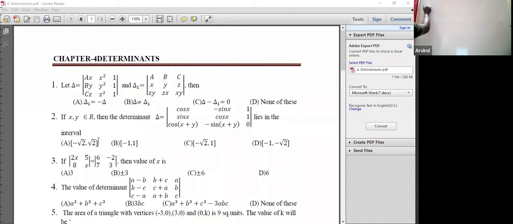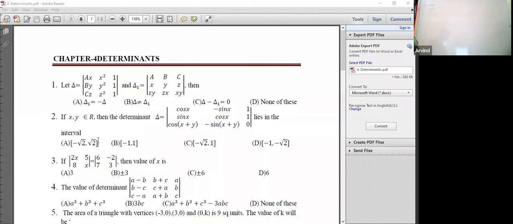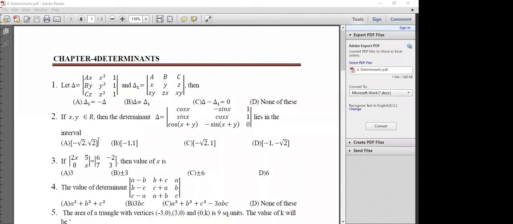So the delta is given as cos x, sin x. Sir, A. How much? A. Minus root 2 plus. What is the determinant that you got? Sir, this one I got minus 2 less than or equal to delta less than or equal to 2.